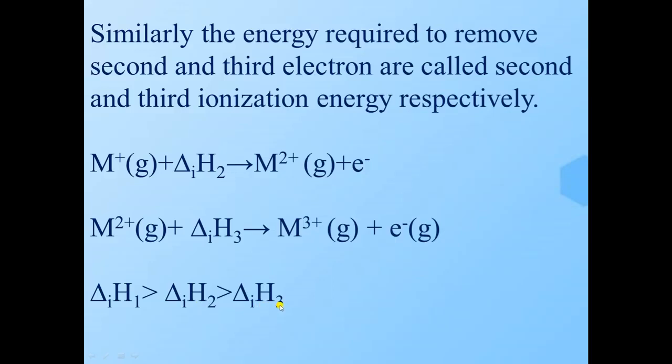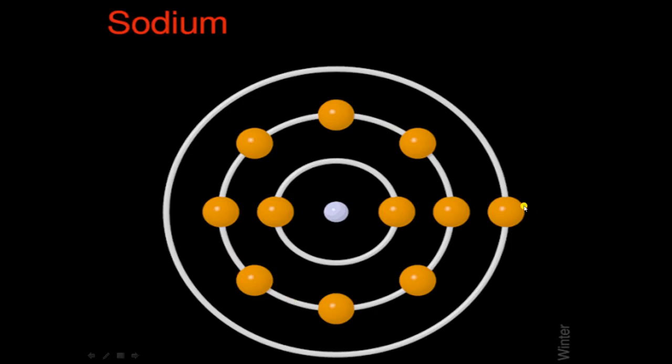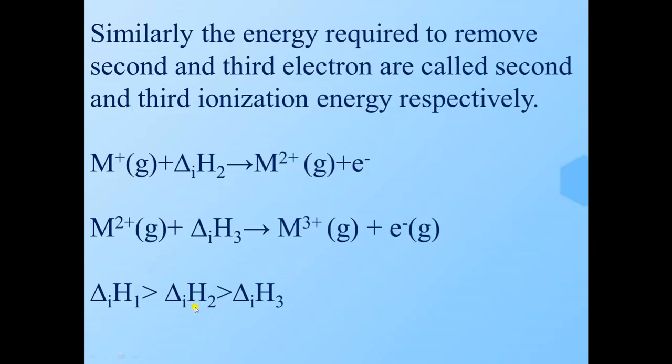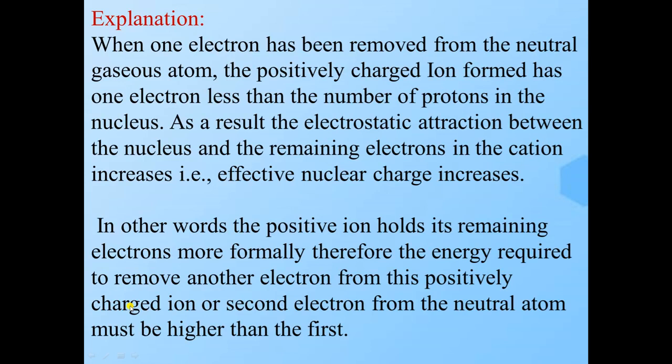You will observe that after removal of the first electron, the force of attraction between nucleus and electron will become stronger due to the increase of effective nuclear charge. So the second ionization enthalpy will be more, and the third ionization enthalpy will be more than the second ionization enthalpy. So this is the order. Third ionization energy will be highest and the first ionization energy will be the least. Now, this is the explanation part.